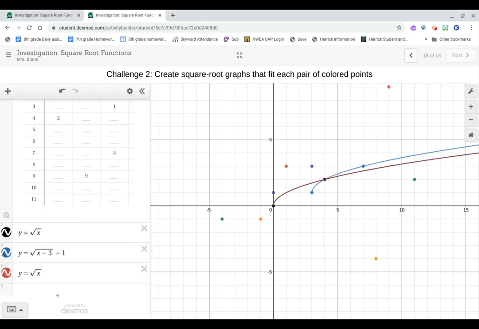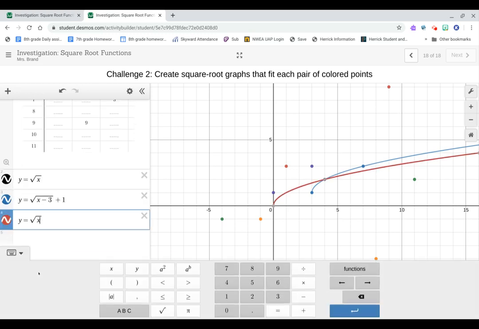Okay. And if we're going to go over to the right 1, we're going to subtract 1. And if we're going up 3, we'll get out of the radical symbol and add 3.